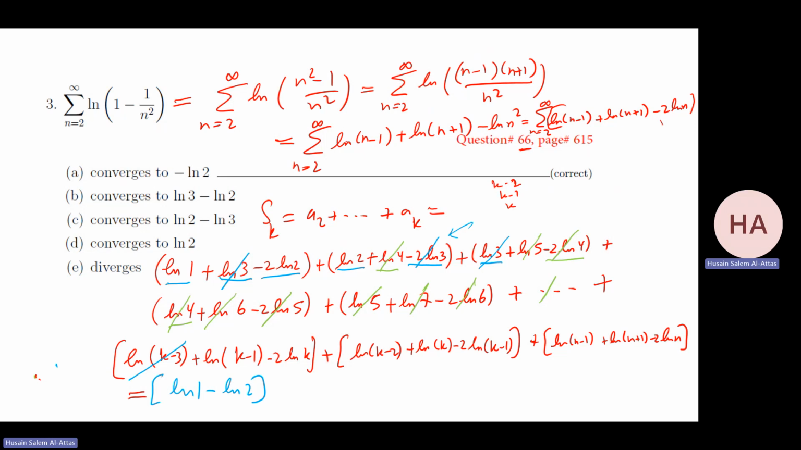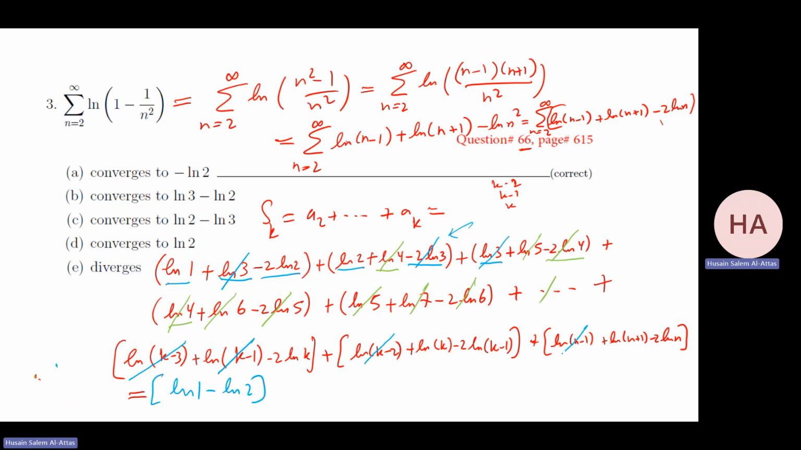Okay. Now, what will be the remaining? Yeah, n minus k minus 1. The same thing with k minus 2. Then k minus 2 will be cancelled by something before. Okay. And k minus 1, very clear.